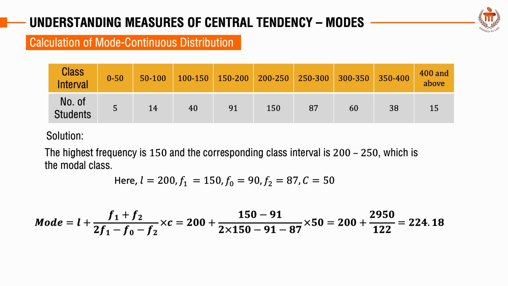Okay, and then if you apply the formula of mode, it is L plus, sorry, F1 minus F2, not F1 plus F2. So L plus (F1 minus F0) divided by (2F1 minus F0 minus F2) into C. So if you just calculate this, we'll get the value of mode as 224.18.